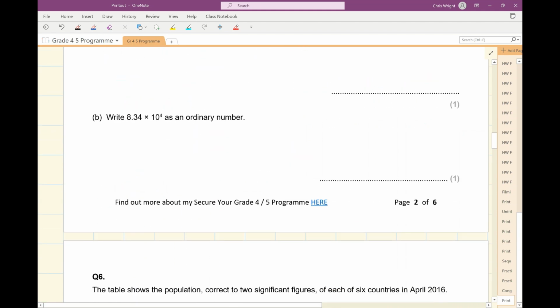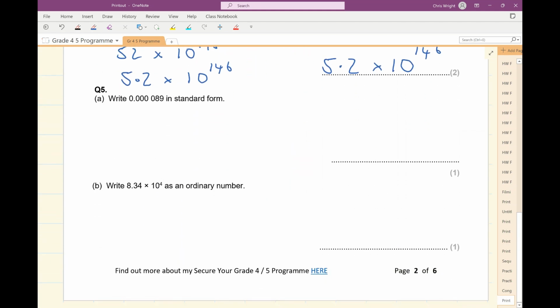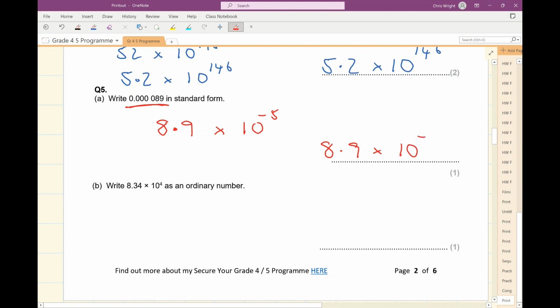Question 5. Write this number in standard form. Let's have a look. Well, we're going to have to start it with 8.9, aren't we? Now, what do I have to do to that 8.9 to get it back to this? How many hops would I need? 1 to get over the 8, and then 4 more. So I'd need a total of 5 hops in that direction. So it's 8.9 times 10 to the minus 5.